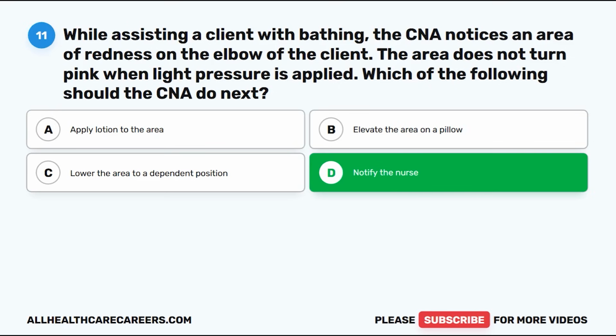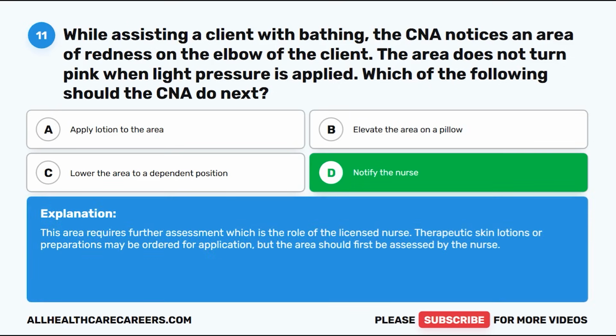Notify the nurse. This area requires further assessment, which is the role of the licensed nurse. Therapeutic skin lotions or preparations may be ordered for application, but the area should first be assessed by the nurse.